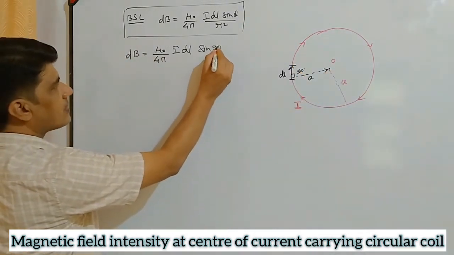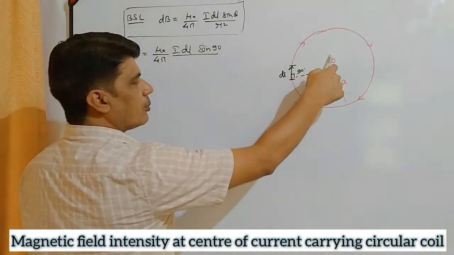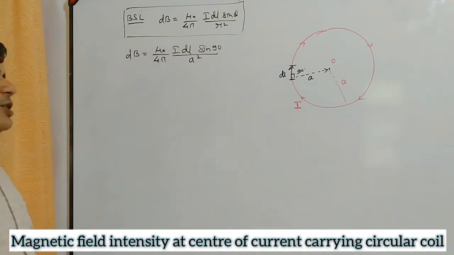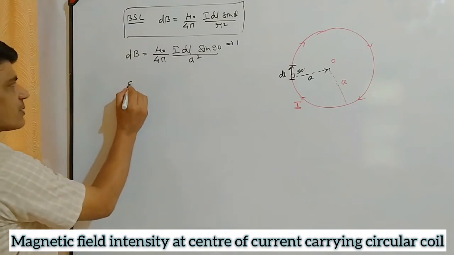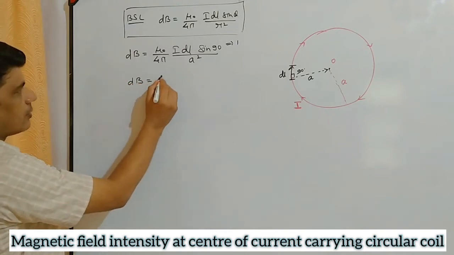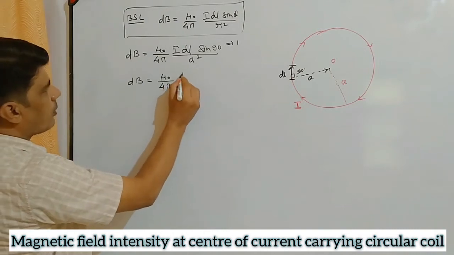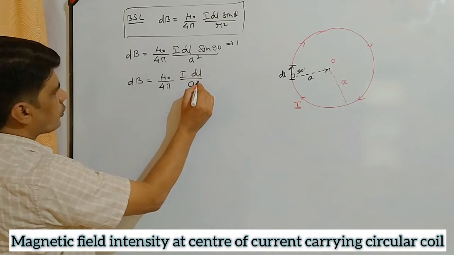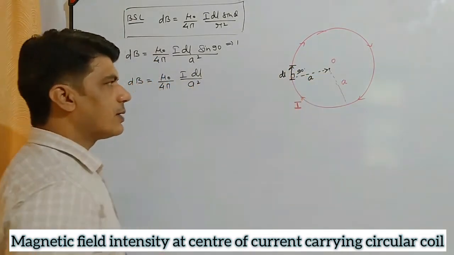Hence we can write it as sine of 90, and the distance of the point from the element is equal to a, hence it can be written as a square. The value of sine 90 is 1, hence we can express this expression as mu naught upon 4 pi I dl upon a square. This is the strength of magnetic field at the center only due to this element.